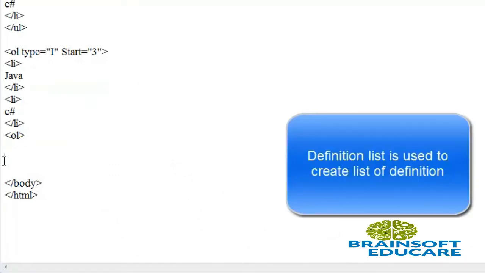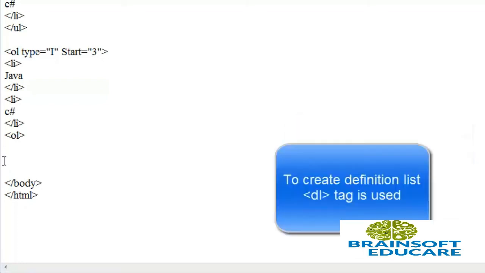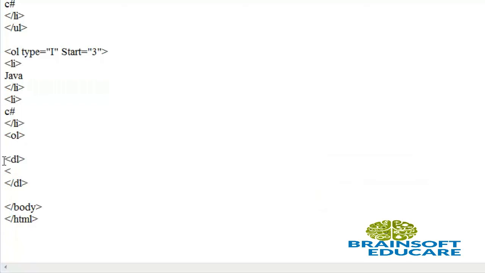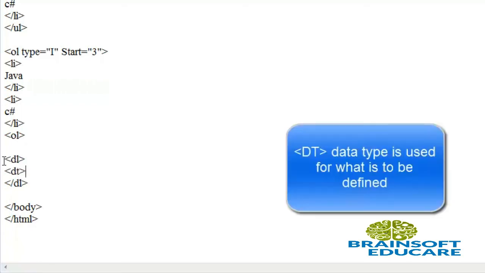Now is the definition list. For creating a definition list, the dl tag is used. A definition list is used when we want to create a list like some list of definitions, then we can use this data definition list. So let's create a data definition list. For creating a data definition list, dl means data definition list is used. Now we are ending the definition list. Now first we have to give the data term. What is to be defined?